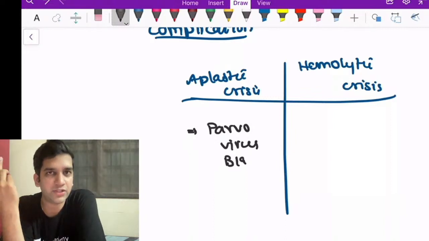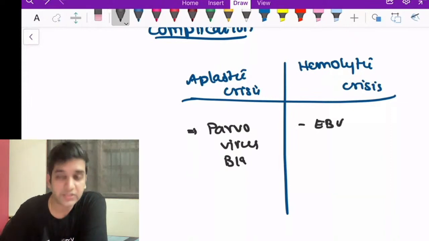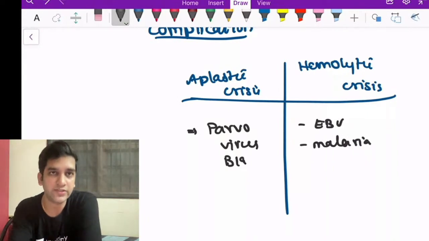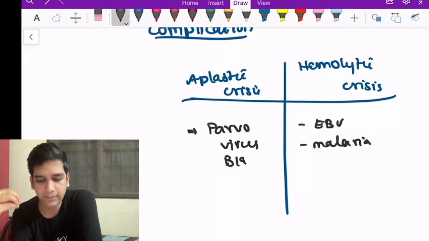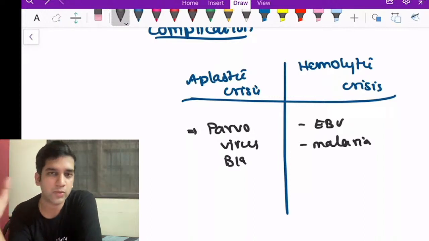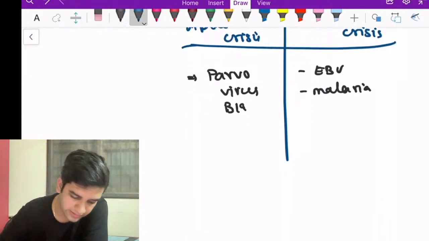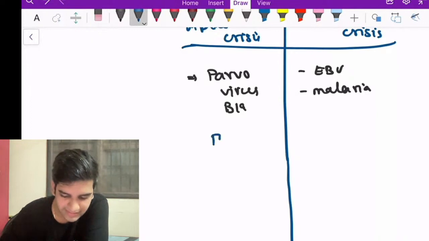Hemolytic crisis, again as the name says, means there is more hemolysis than expected. It can be due to any infection, right? It can be due to Epstein-Barr virus, which can cause a splenomegaly. It can be due to malaria, which can also cause a splenomegaly. Any disease which can cause splenomegaly, the amount of lysis is going to increase. So I'm going to call it a hemolytic crisis, right? When I have aplastic versus hemolytic crisis, the clinical presentation for both is the same. There will be a drastic drop in hemoglobin.